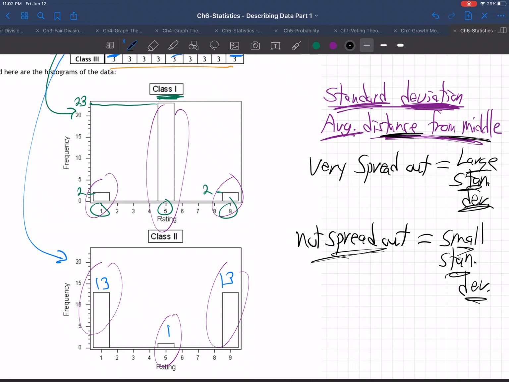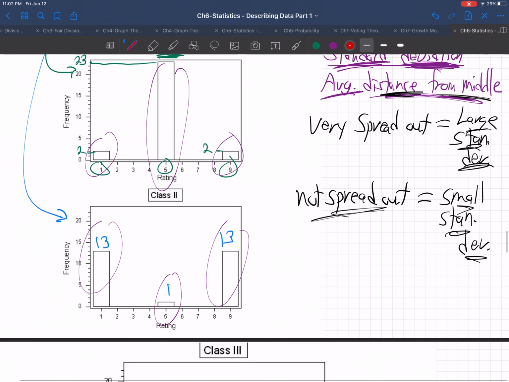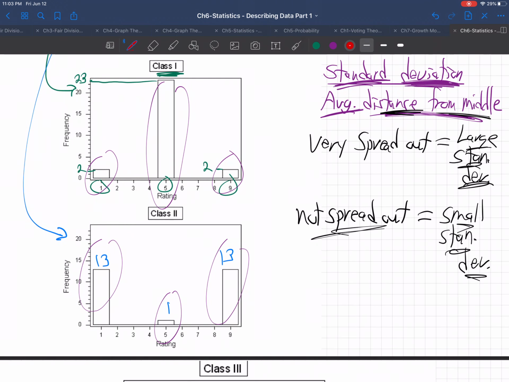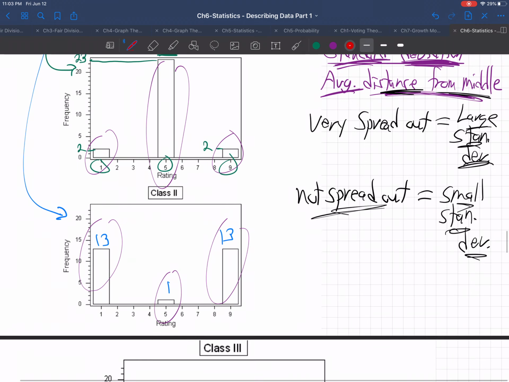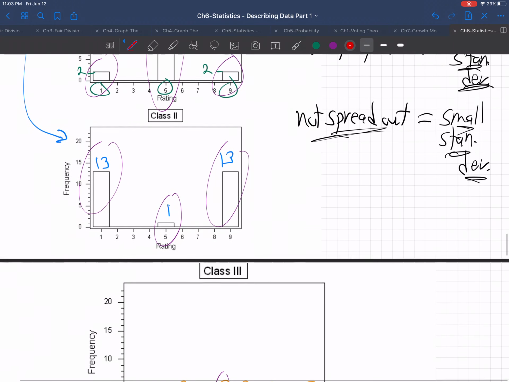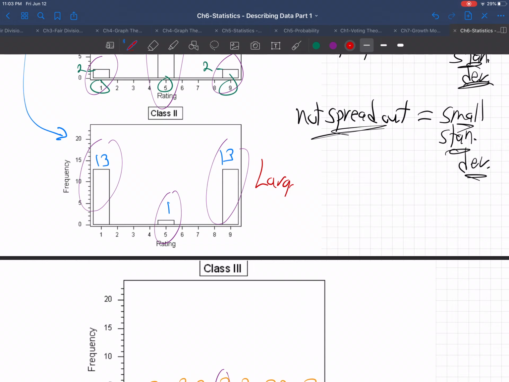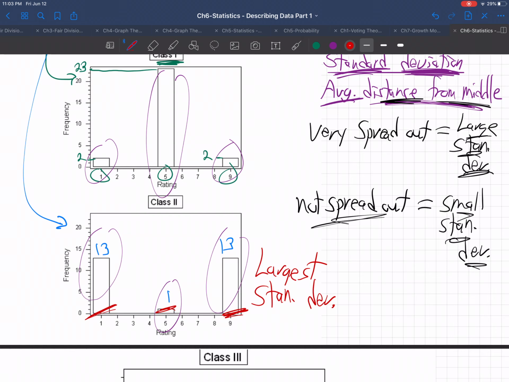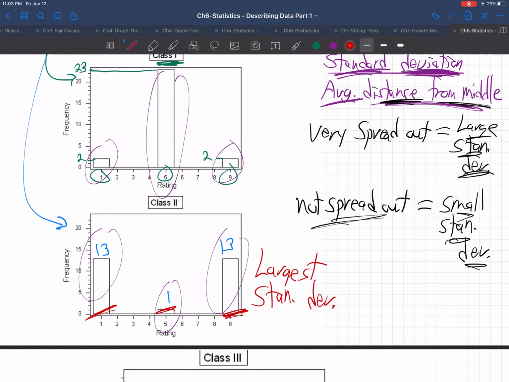Okay, so they're asking us for these three data sets, looking at the pictures here, which one is spread out the most? That's going to be the largest standard deviation. Which one's spread out the most? Well, this one. This is the largest standard deviation, right? 13 at the top, 13 at the bottom, only 1 in the middle. That's just totally spread out. They're far from the middle.